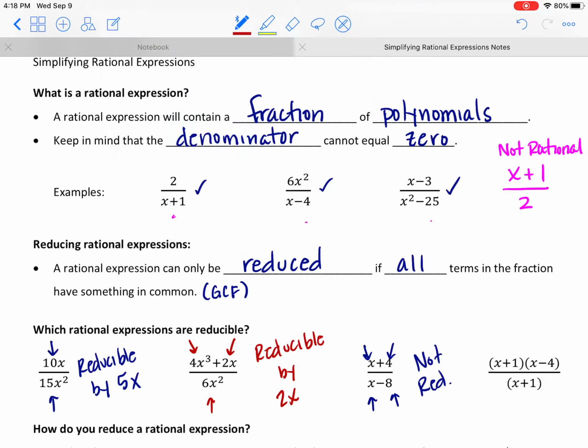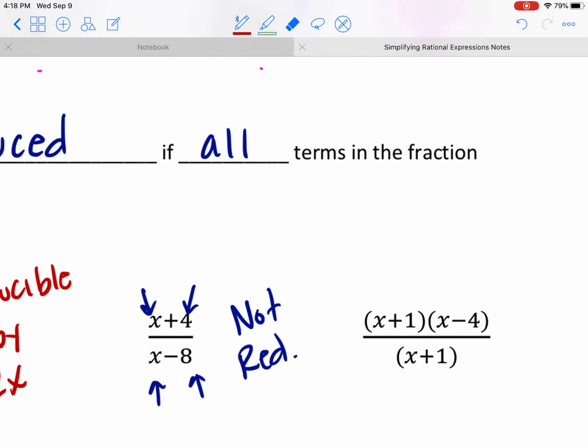Now what do you think about the last one? How many terms do we have in that last fraction? Well, because this is a product, this is all sort of lumped together as one term. And then on the bottom, what do you think? Do you think this fraction is reducible? Well, remember, our GCF doesn't have to be a single term. Our GCF can be a binomial. And if the top and the bottom have that binomial in common, then that would be our GCF. So this is going to be reducible by a binomial factor of x plus 1.